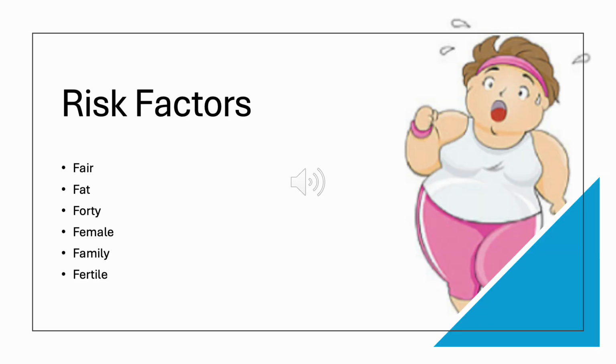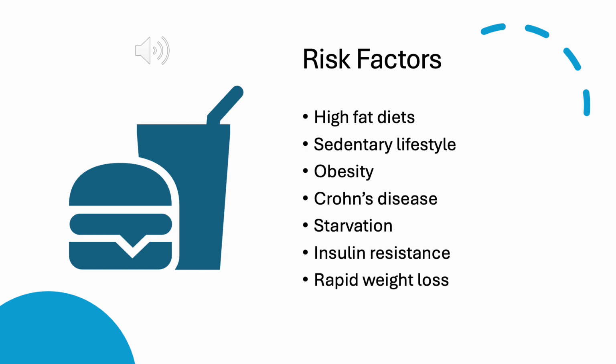The risk factors for cholecystitis can be easily remembered by the 6 F's. They stand for fair, fat, 40, female, family, and fertile. And fair means Caucasian. So those are the characteristics of somebody that is going to be prone to cholecystitis. More risk factors for cholecystitis include eating a high-fat diet, having a sedentary lifestyle. Obesity is a risk factor for cholecystitis.